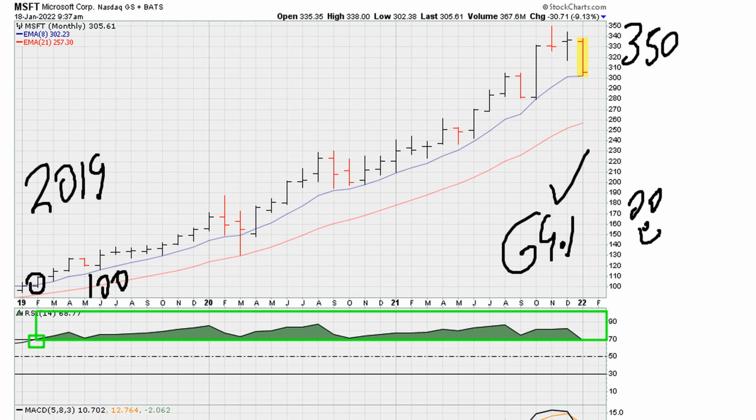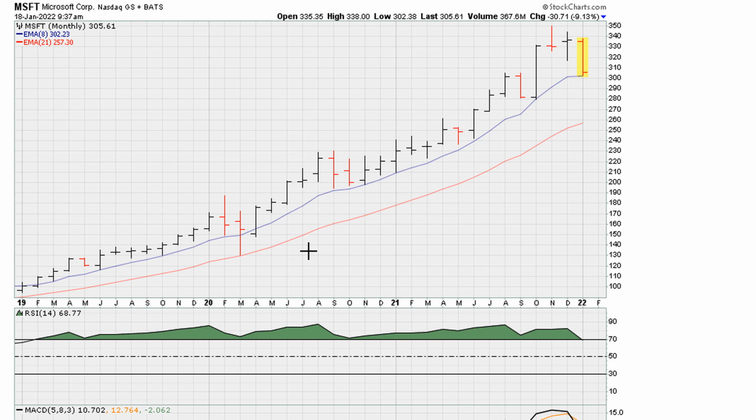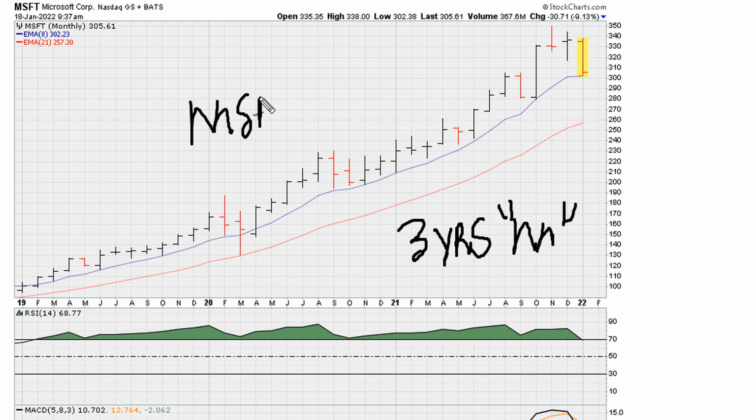Now, something is happening as of this moment, this instant, but to explain it, I'm going to have to do a little bit of an adjustment, because here we have 3 years of monthly data, and of course this is Microsoft. So we can see clearly the RSI and its power, and it's above 69.1.